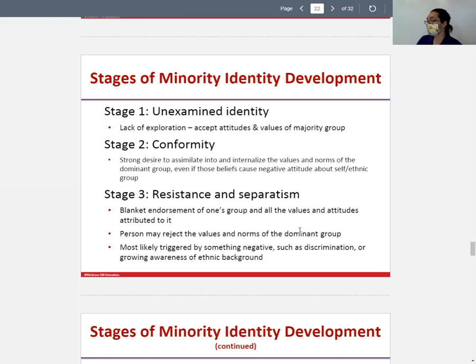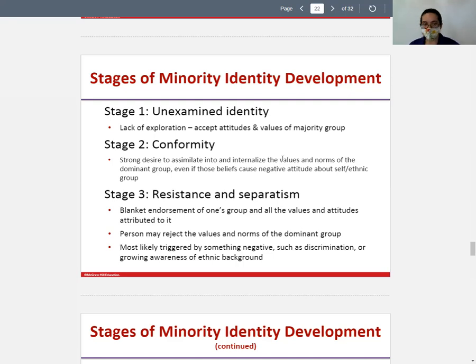So the stages are pretty similar no matter really where you are. It just depends on, are you a minority where you are, or are you a majority? Right now we're in the US, so if you are European American of some descent, then you are probably more so within the majority. And if you are multiple races or a person of color, then you are probably more so within the minority.